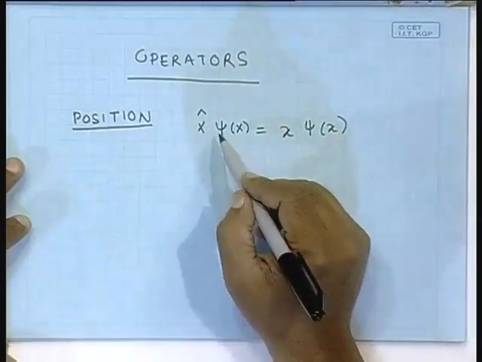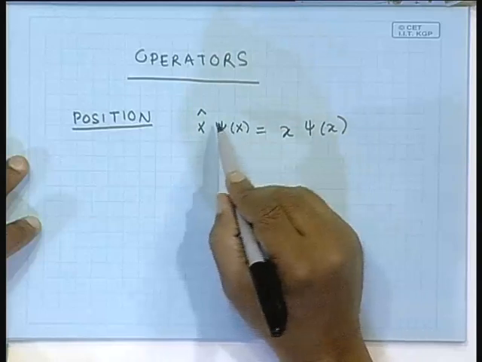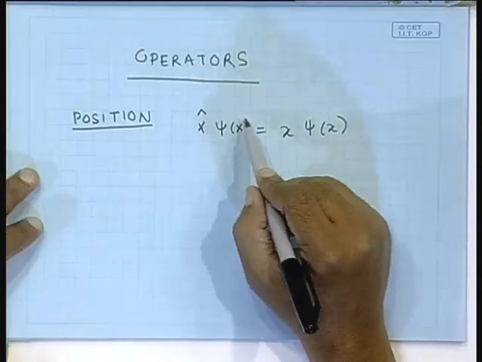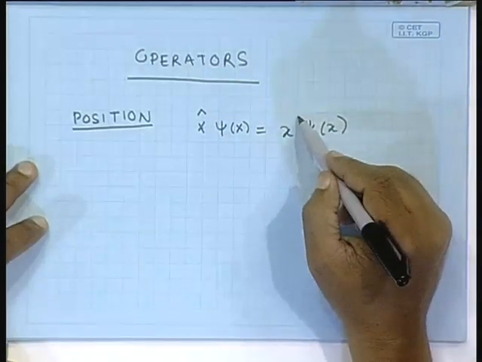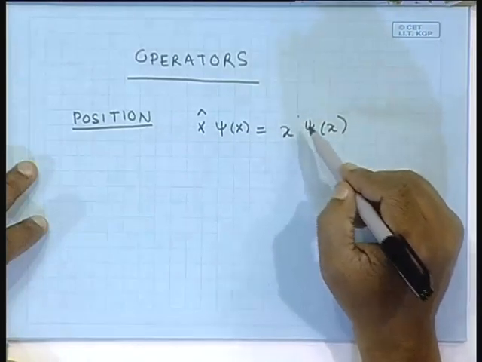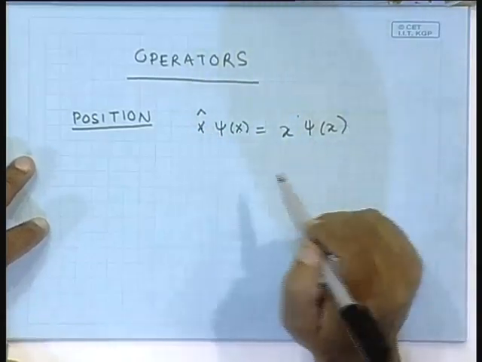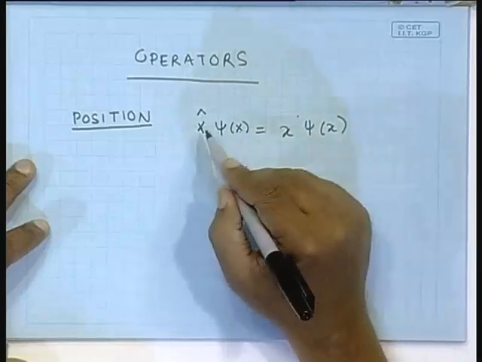So, the function psi of x is not an eigenfunction of this operator x, because the operator x acting on psi of x is the variable x into psi of x. If you change x, this is not a constant. If you change x, the value of this variable also changes. So, this is not an eigenfunction of this operator, and corresponding to position we have this operator x, which is defined like this.